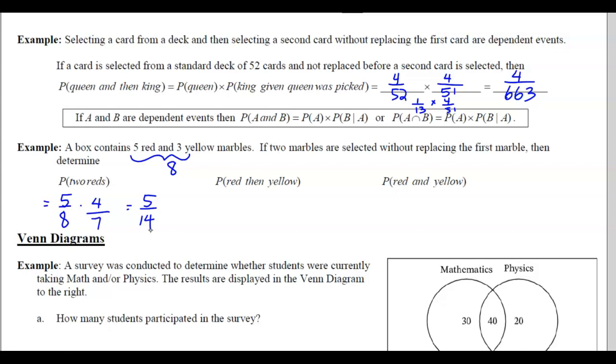Red then yellow. So that's going to be red, 5 eighths. We've drawn 1 out of the deck, so it's out of 7. And the next one is yellow, and there's 3 yellow. We haven't chosen it. Notice how the second fraction has a denominator 1 less, because we're not replacing that marble back into the bag.